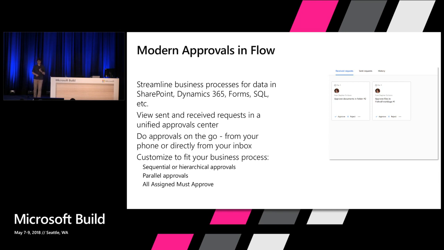So if you want sequential approvals, I want one approval after another, or I want parallel approvals, I want 2 or 3 or 5 people to handle an approval process, you can do that by using the Flow Designer. And I'll show you a simple example of that right now.